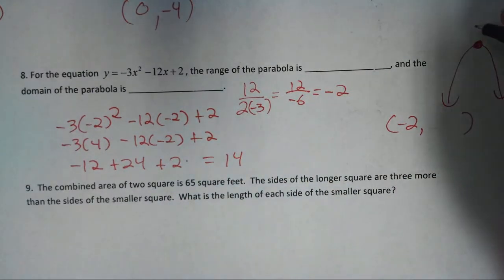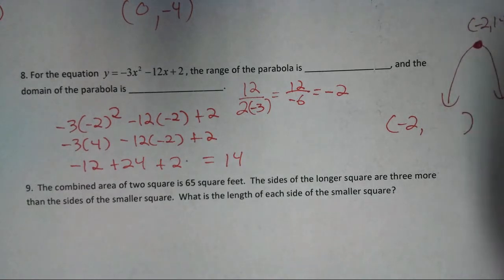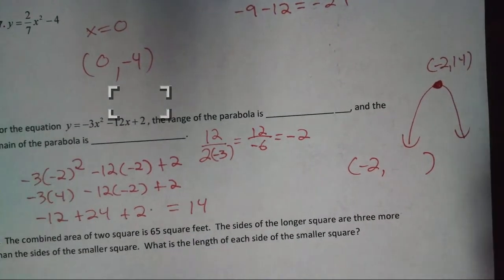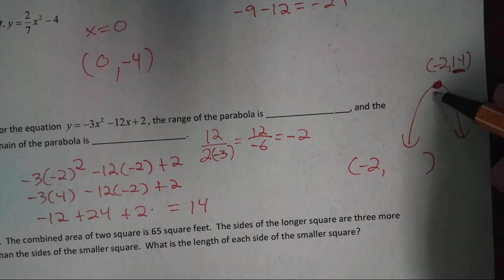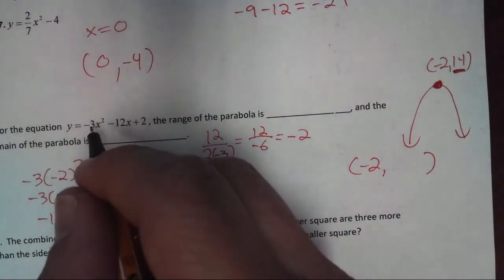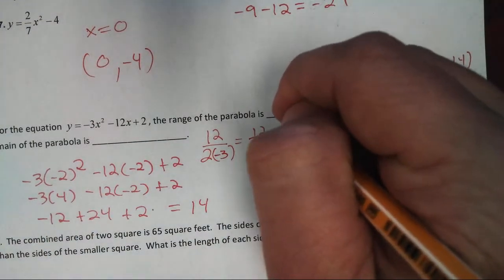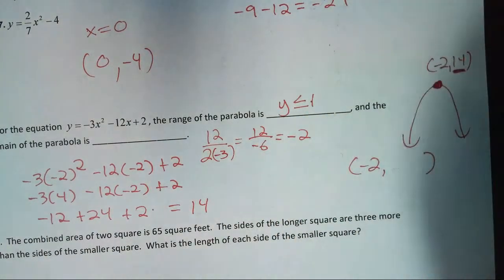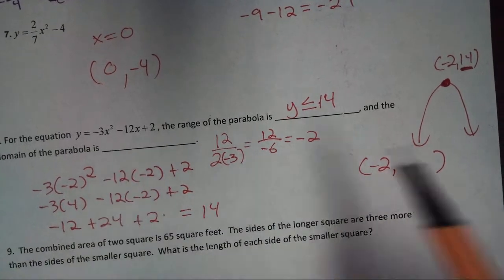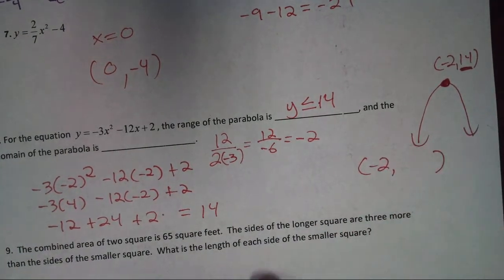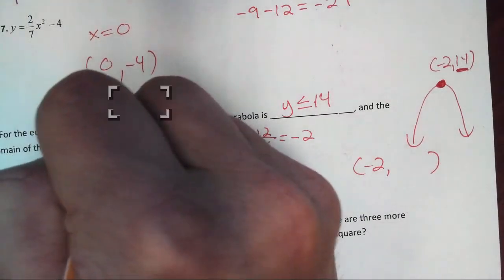So that means this point, negative 2, 14, is at the top of our parabola. So that's the highest y value it hits, and the y value is 14. It hits everything under it because this was a frowny face parabola. So that means y is less than or equal to 14. That is your range, because it hits all the y's under 14. Domain are your x values. Well, this thing keeps going on forever and getting forever fat, therefore it's all x values for your domain.